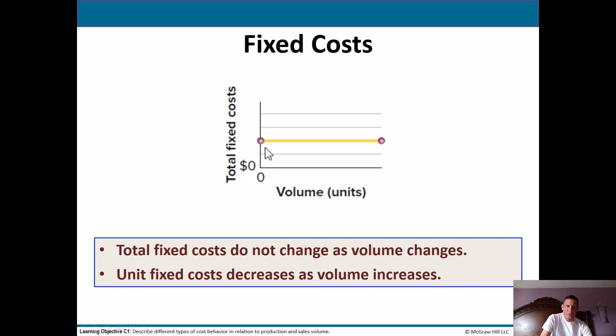One example of this type of cost might be the rent. Does the landlord care if you produce? No. You've still got to pay the rent. So imagine this was like 5 grand. Even if you produce nothing, you still got to pay the rent. Up to a certain point, obviously, you're going to outgrow the factory at some point, but within what we call the relevant range, this cost will not change.